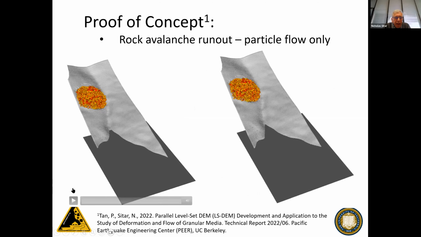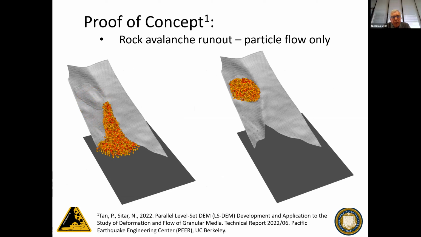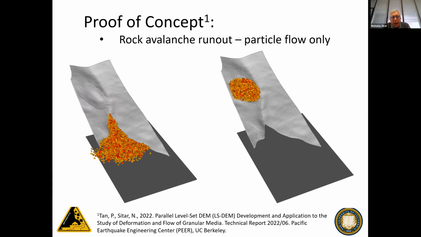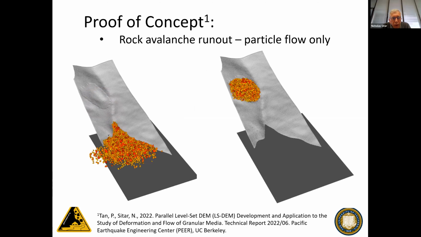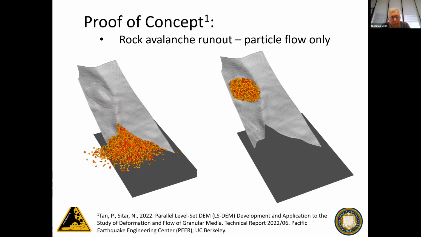So here is a rock mass. It's just a series of irregular grains on a topography from a DEM. And I'm just going to start this. Let's see, and let it flow. And those of you who do DEM would look at it and say, how many cores am I using on what machine? This is done on a laptop, just so you understand the efficiency of it.